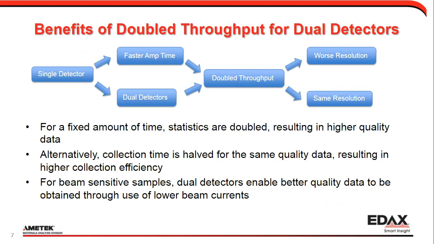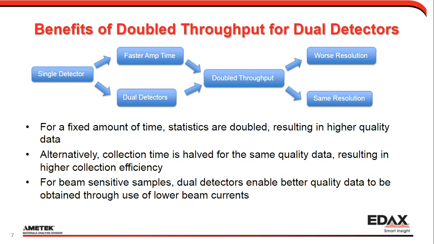Here are two options to double the throughput. You may use a faster M time, but the drawback is it gives you worse resolution. However, a dual detector system doubles the throughput while keeping a single detector's resolution. This brings us many benefits.